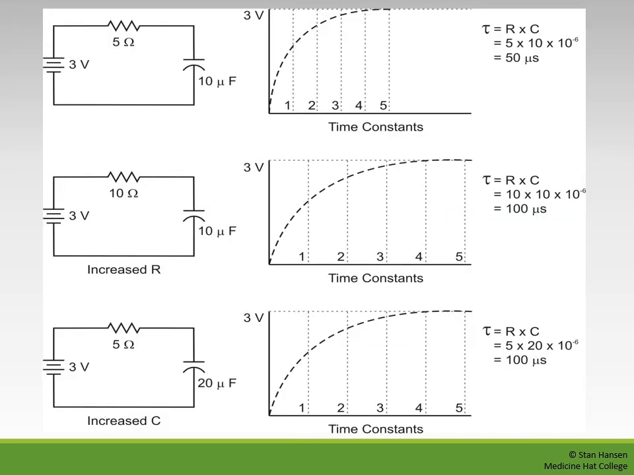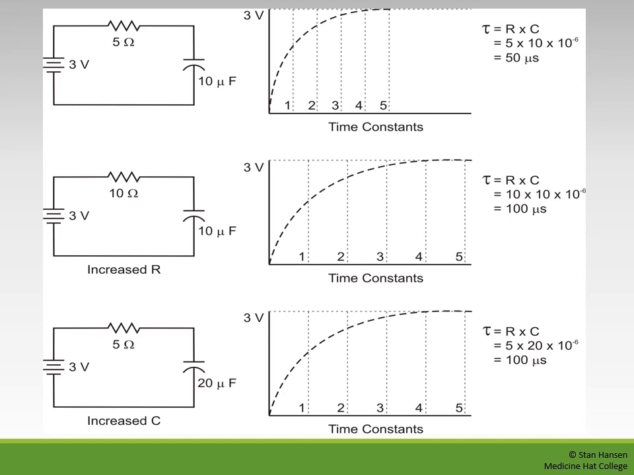When it comes to calculating how long our time constants are, we use the formula T is equal to R times C. This means that both resistance and capacitance have a role to play in how long those time constants are. In our first circuit, where we have 5 ohms and 10 microfarads, each time constant has a value of 50 microseconds. If we look at our second circuit, we have doubled the amount of resistance in the circuit. What we can see is that we've also doubled how long each time constant is. Now, one time constant equals 100 microseconds.